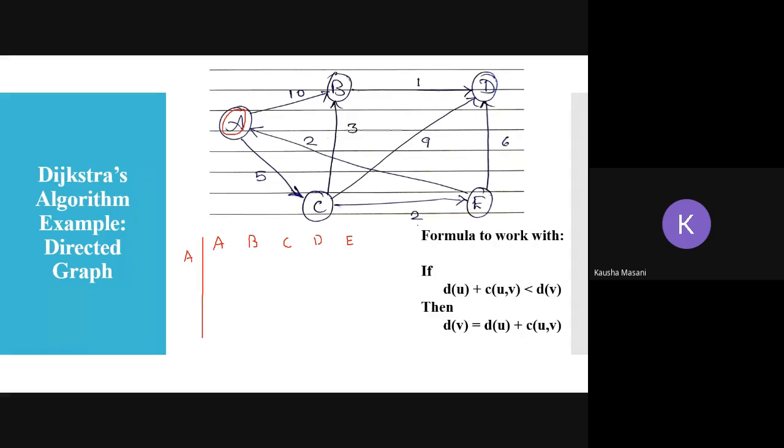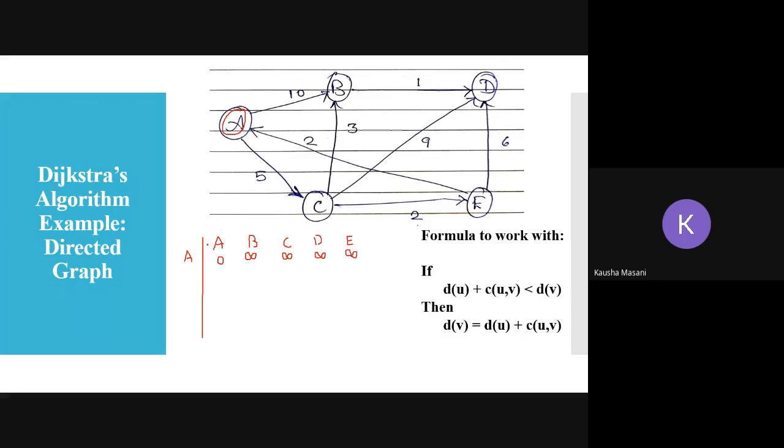Now following the same rules, A to A distance is 0. And guys, I don't know the rest of the distances, so I'm going to write infinity for each of the vertices. A to B is infinity, A to C is infinity, A to D is infinity, and A to E is infinity.